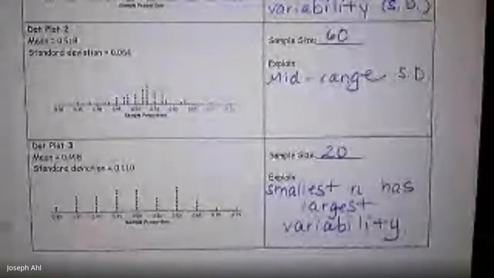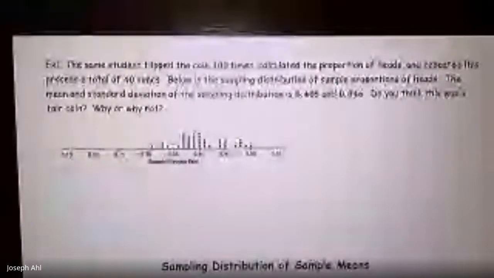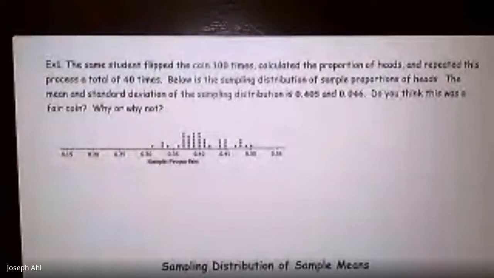Okay. All right. Moving on from there. On the next page, it says the same student flipped a coin 100 times and calculated the proportion of heads and repeated this process a total of 40 times. Okay. So each one of these dots below, there are 40 of them total. Each one of those is a sample proportion. Okay, so there are 40 p hats.